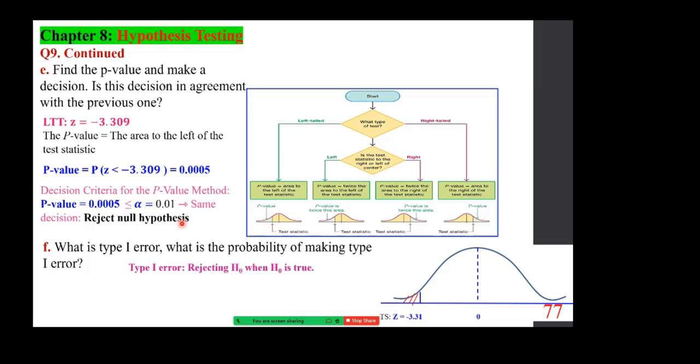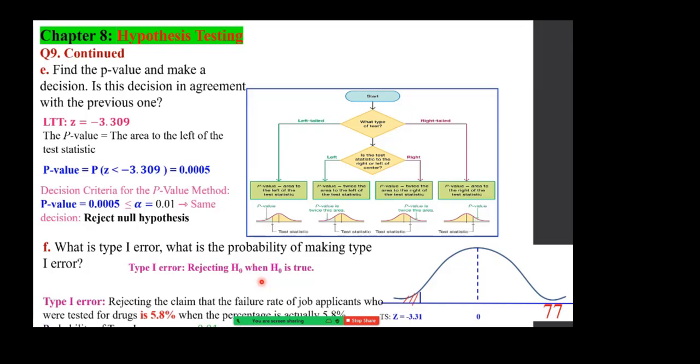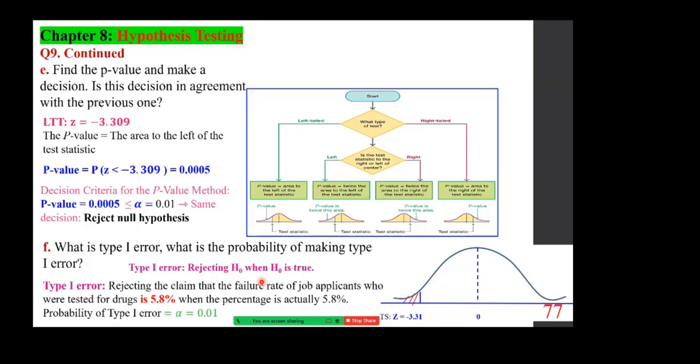As far as type 1 error is concerned, remember we defined type 1 error as rejecting H0 when it's actually true. Therefore, the type 1 error for this example is rejecting the claim that the failure rate of job applicants who were tested for drugs is 5.8%, when the percentage is actually 5.8%. Probability of type 1 error numerically is equal to alpha, which was 0.01. It was given in the question.